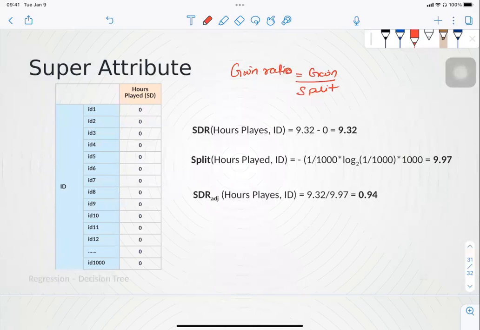Here we are using the super attribute, which is ID now, and we are calculating the SDR of R split with ID, which comes to 9.32. Split comes to 9.97, and SDR adjusted comes to 0.94. So SDR and split are high, so we will keep the super attribute ID at the root node and divide our decision tree further. That is the end of decision tree construction.